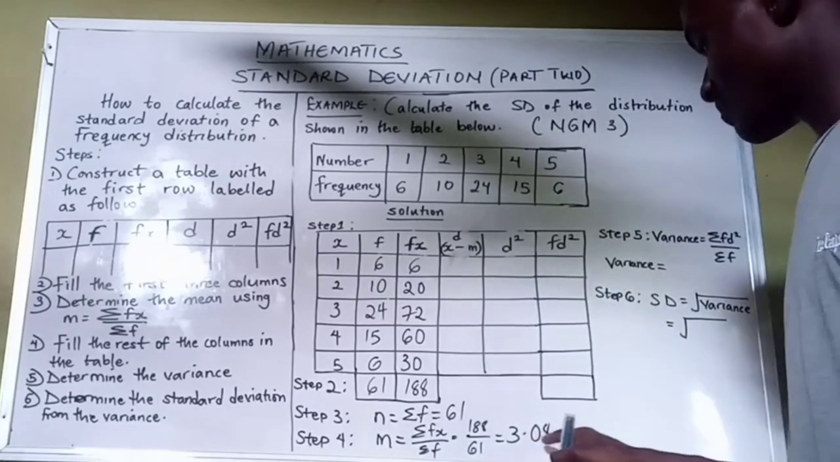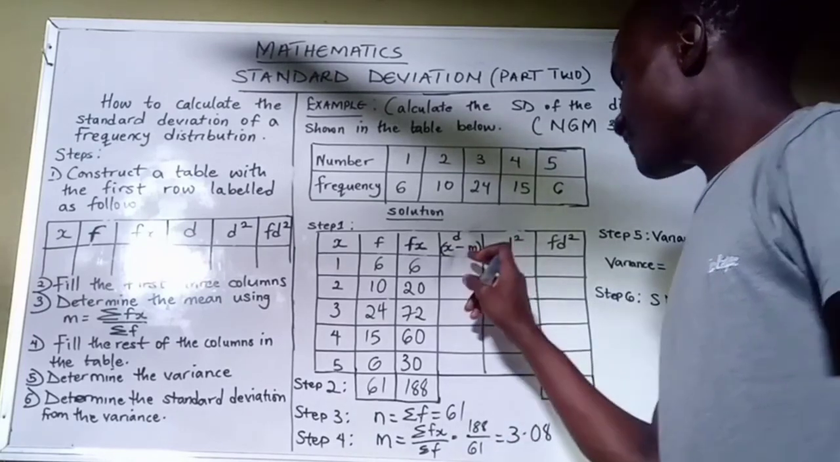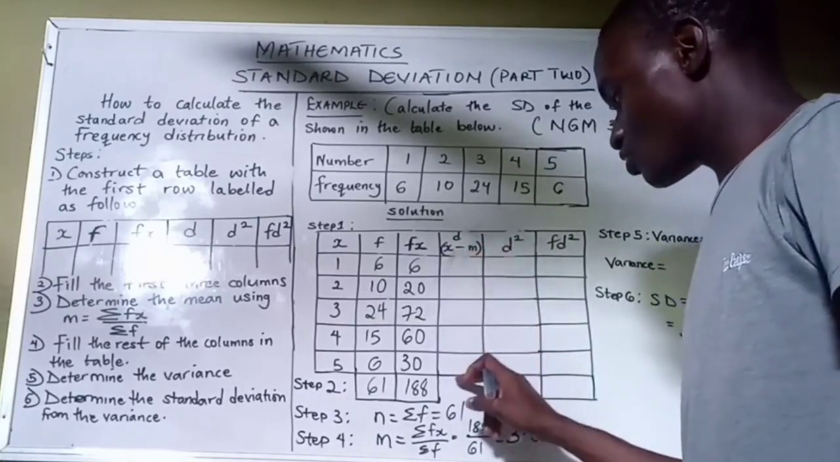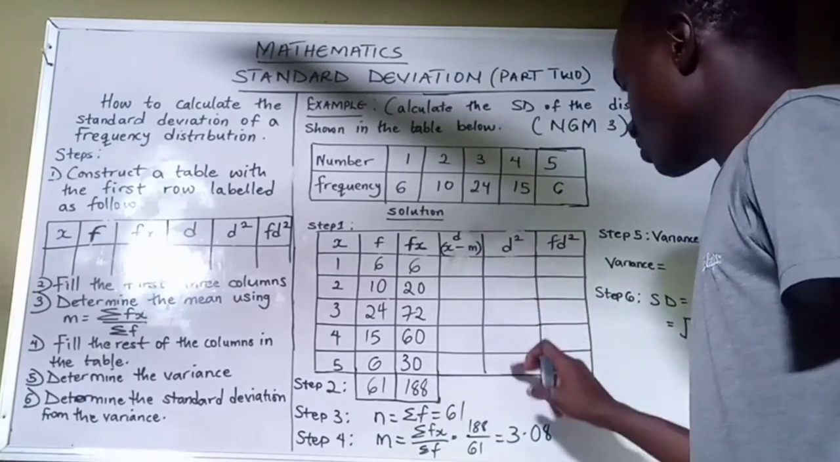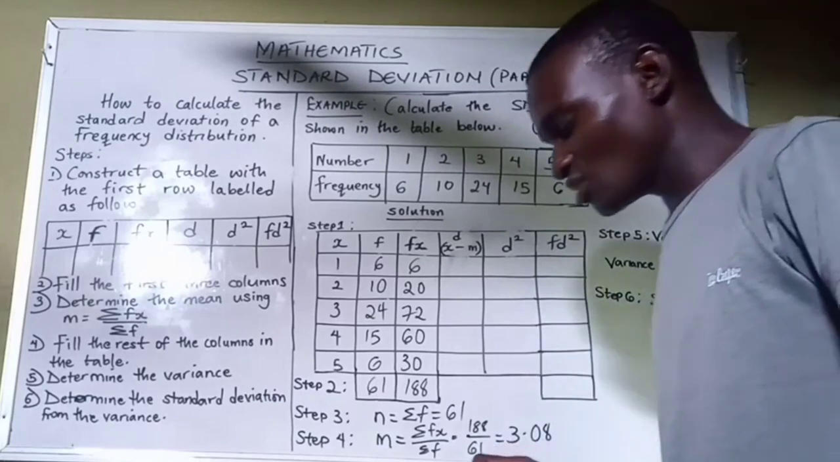188 divided by 61 is 3.08. Having gotten this, it is now time for us to compute our deviation column, the deviation squared column, and the Fd squared column. Then what do we do?